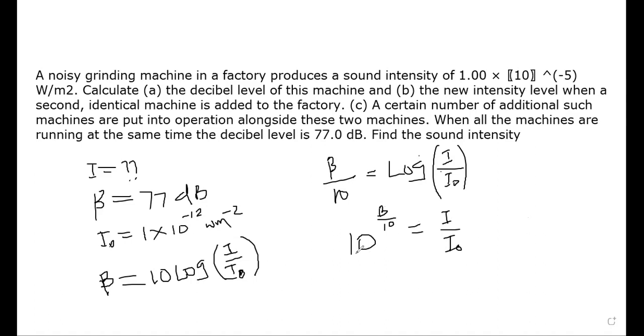And then from here, we can put over 1, and then we cross multiply. When we cross multiply this, for us to get I, we will have I naught times 10 to power beta all over 10 equals to I.